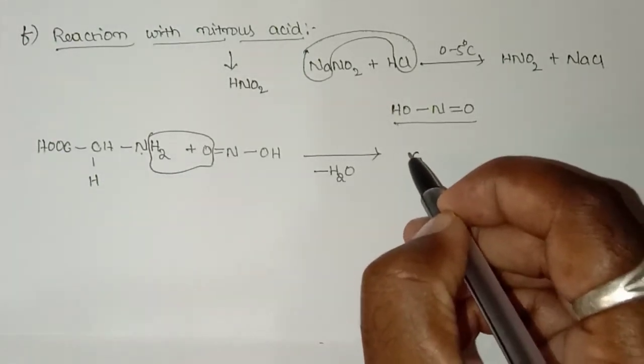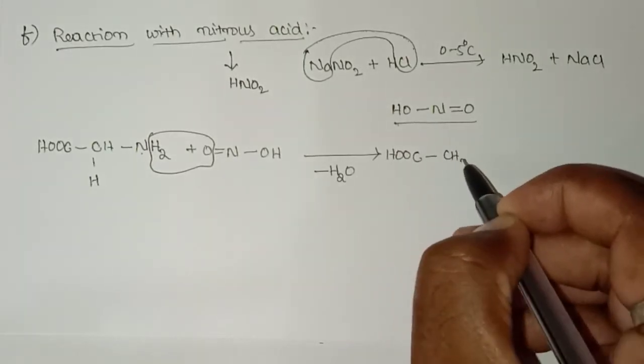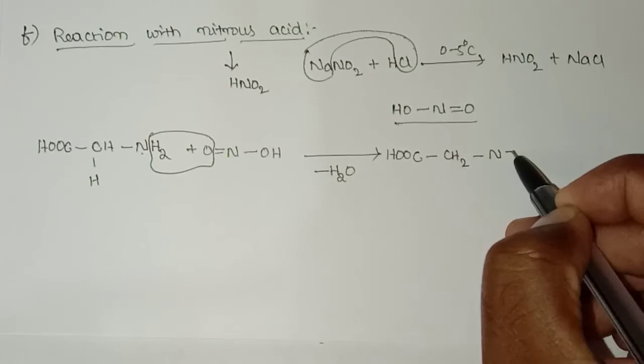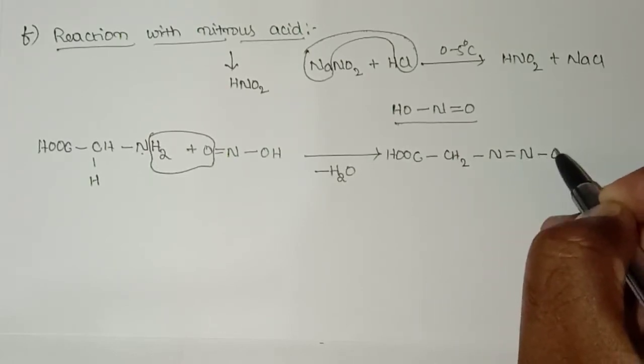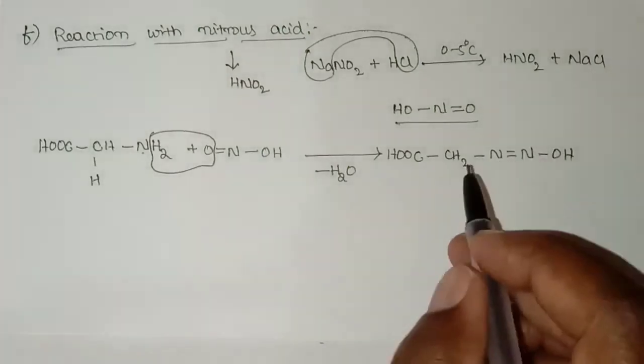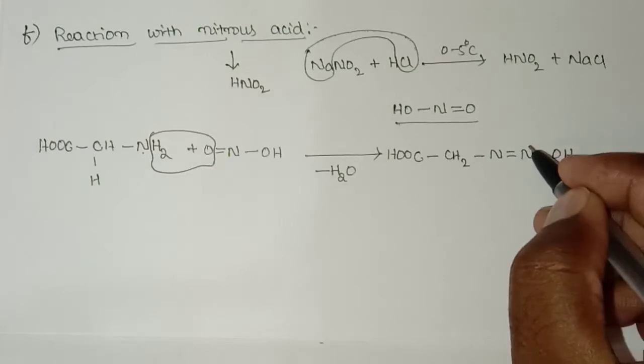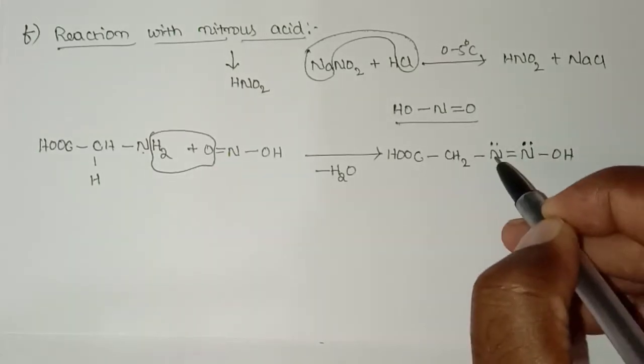So you will get COOH, CH2, N double bond NOH. An intermediate compound will be produced. And this intermediate compound will undergo further manipulations in such a way that on each nitrogen atom there will be a lone pair of electrons.